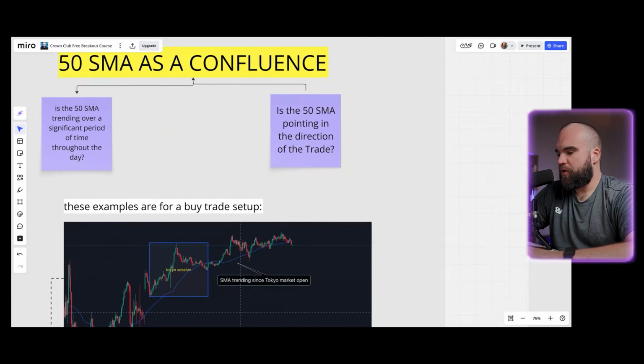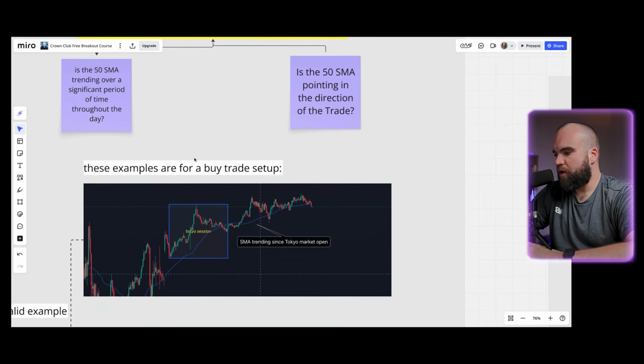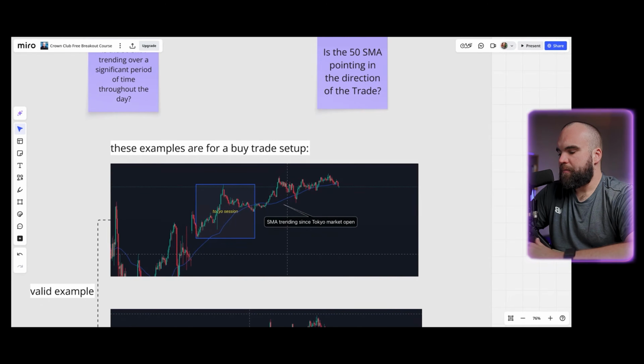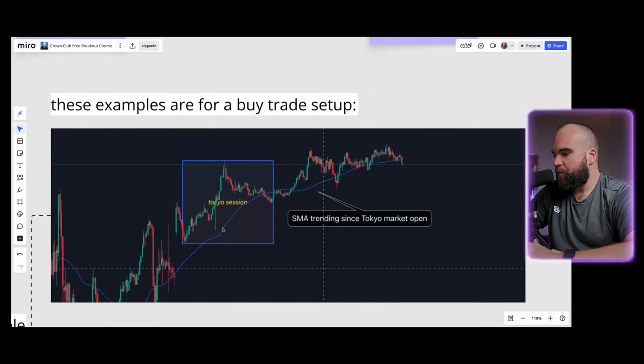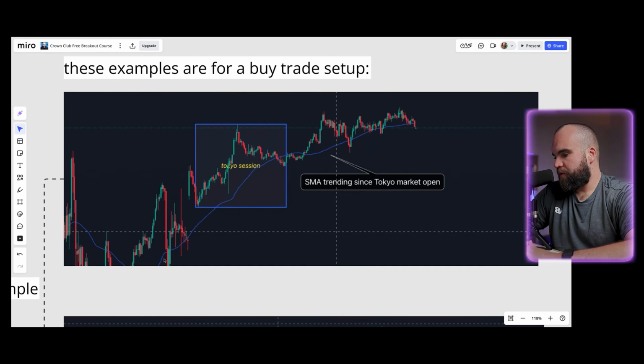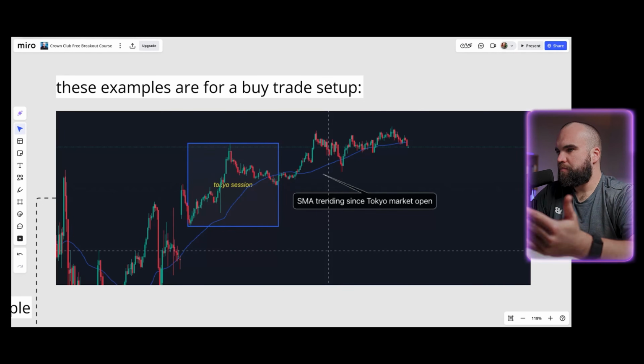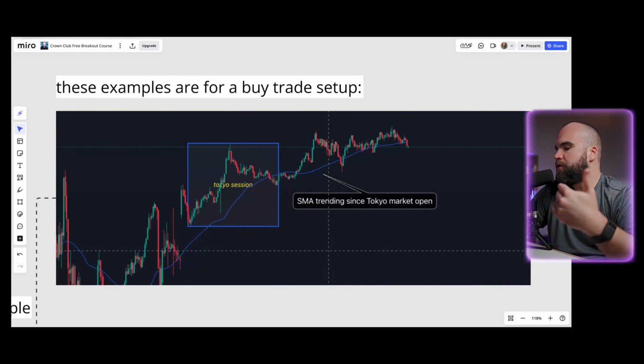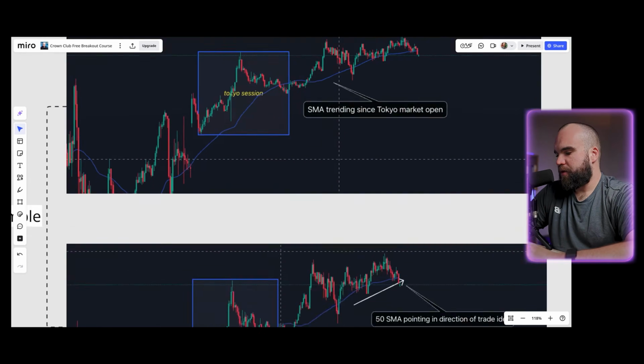So let's have a look at an example of that. These examples are for a buy trade setup. What we look at is Tokyo session, which I've outlined here in a box. And what we need to ask ourselves is: is the SMA trending since Tokyo session? So here you can see Tokyo session. We've been trending upwards clearly since Tokyo session. You can look even further than that, and we were trending even since before then. So you can see we're clearly in an uptrend here. That's how I determine whether the 50 SMA is trending or not.